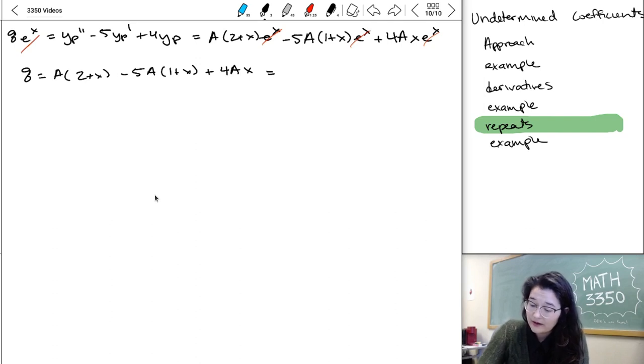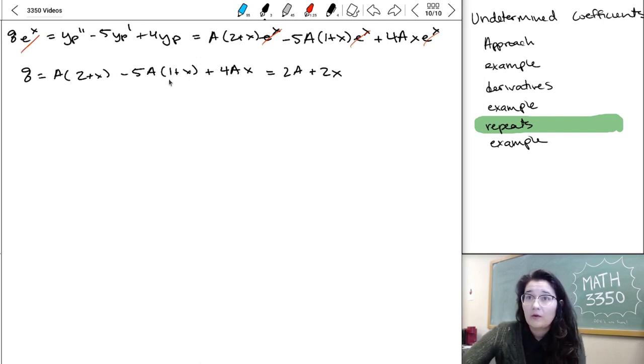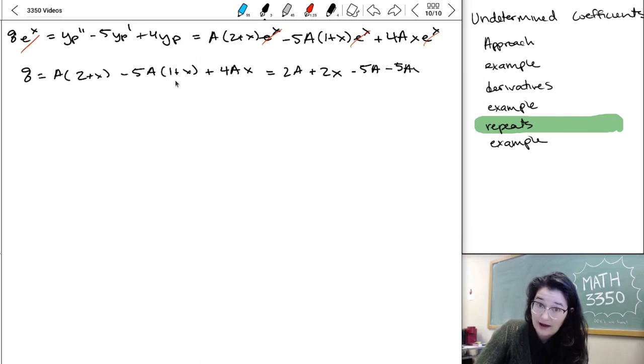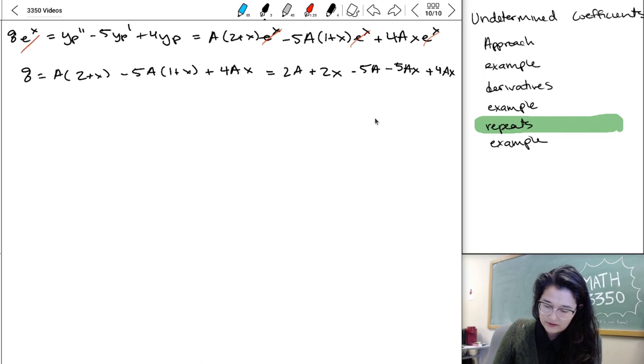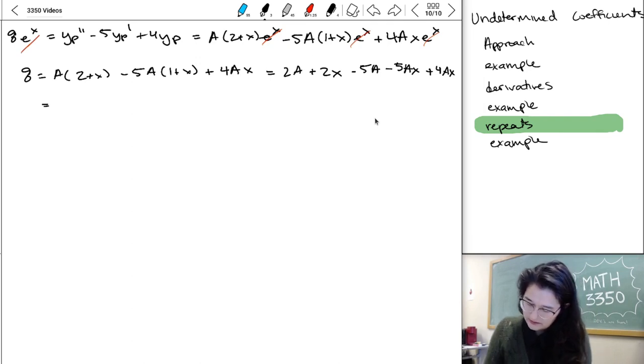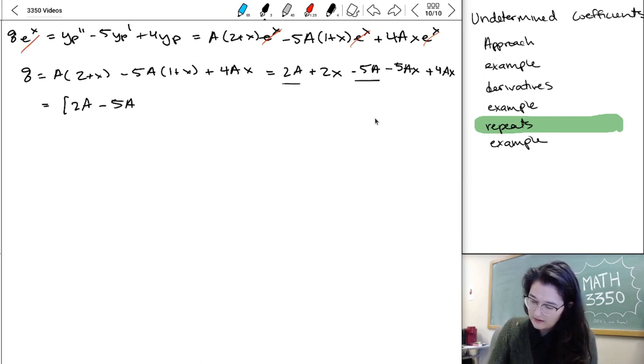And distributing through, that gives me 2a plus 2x from this first term. When I distribute this one, I got to make sure that minus 5 hits every term. So I've got minus 5a minus 5ax, and then finally plus 4ax. That's going to simplify to, let's see, 2a minus 5a, and then I see x in every other term.